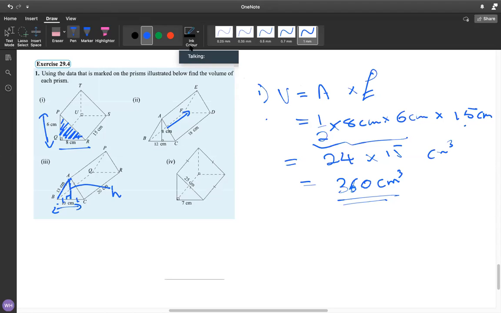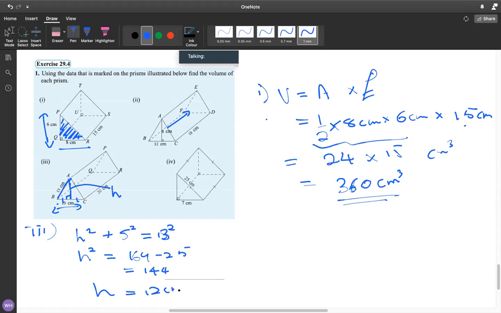Okay, guys, have you done this? I hope that this can be done. Roman number 2 is a bit difficult, not much difficult. You can do that. I'll do Roman number 3. So h squared plus half of this 10 squared, which is 5 squared, will be equal to 13 squared. Right? So you need to find the value of h squared, which is 169 minus 25, which will remain as 144. Where the value of h is 12 in centimeters.